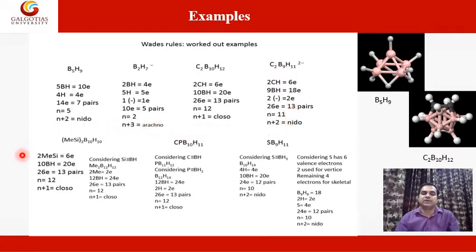Similarly, we have calculated for different types of substituted and different classes of clusters using Wade's rules, in which class they are categorized. This one is under the category of closo. This one is for closo. This one is also closo. That comes SB9H11 comes in the category of nido-type clusters.